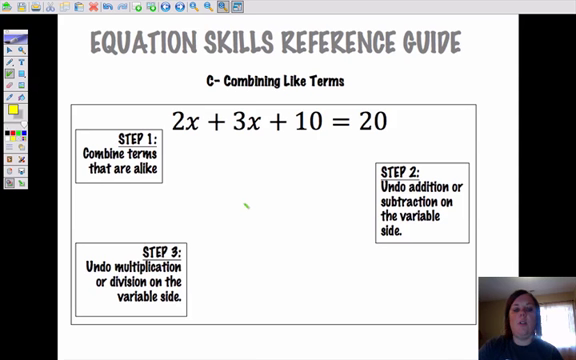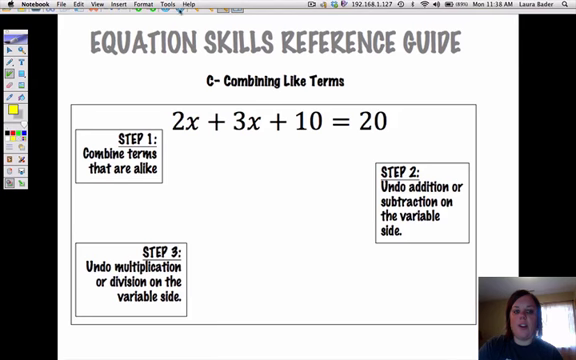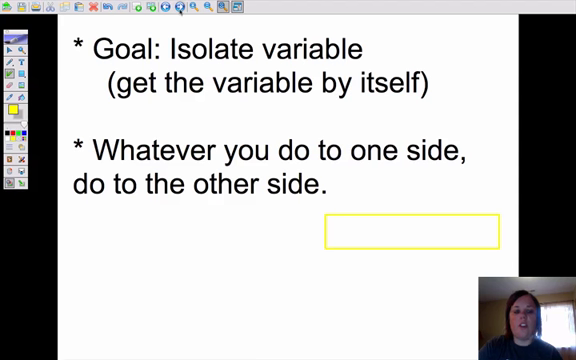All right, this video will be solving equations that involve combining like terms, which is skill set C. So before we get started, I want to go ahead and remind you of a couple of general things when solving equations. Remember that the goal when you're doing this is to isolate the variable, or get the variable by itself. So if your variable is x, you want to end up with x is equal to something, because we want to find out what the variable is equal to. That's the whole point of doing it.